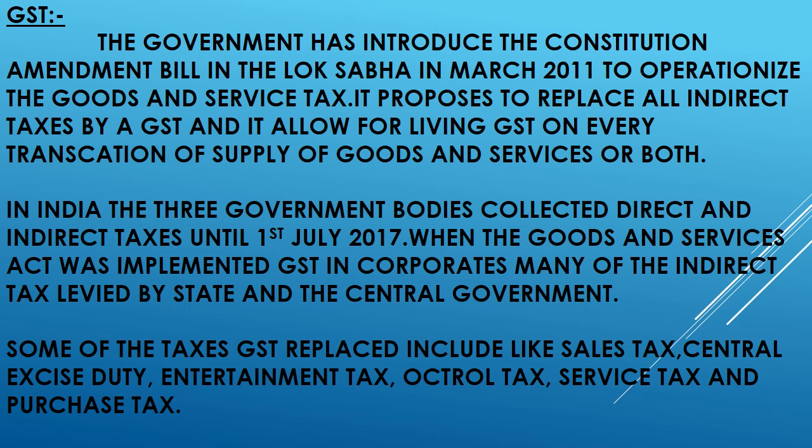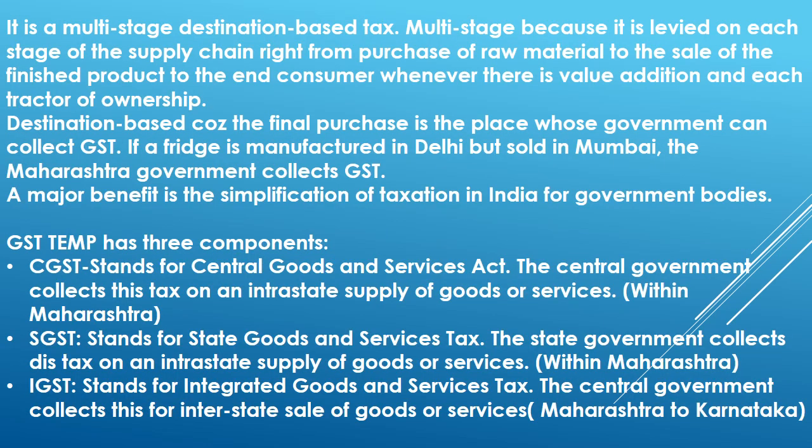In India, the three government bodies collected direct and indirect taxes until 1st July 2017, when the Goods and Services Tax Act was implemented. GST incorporates many of the indirect taxes levied by states and the central government. Some of the taxes GST replaced include sales tax, central excise duty, entertainment tax, octroi, service tax and purchase tax. It is a multi-stage, destination-based tax.